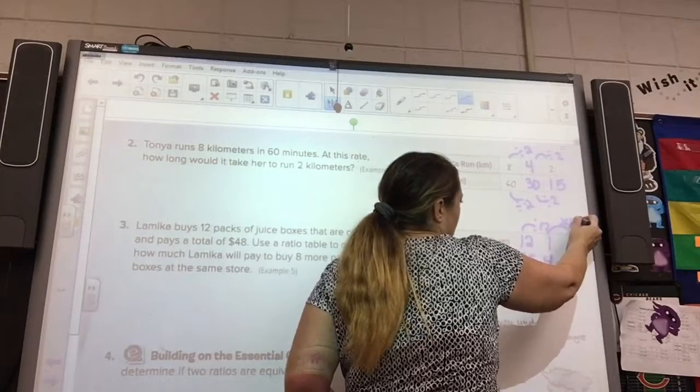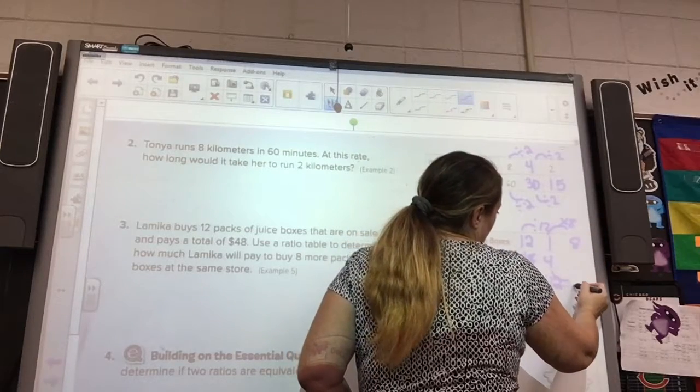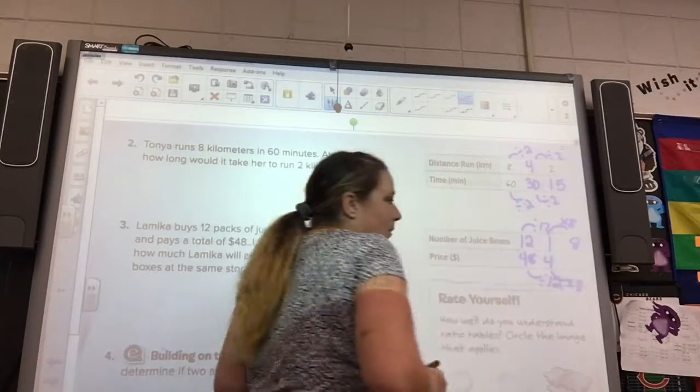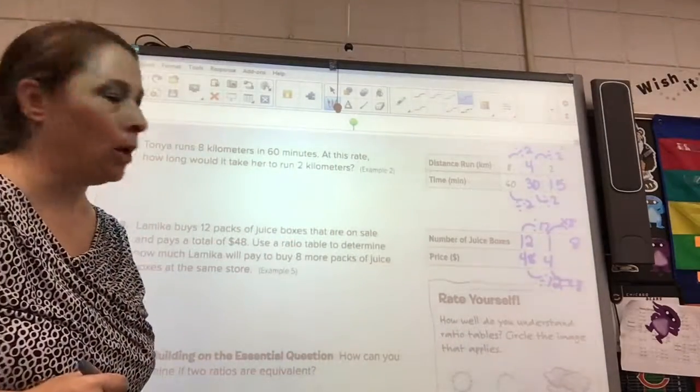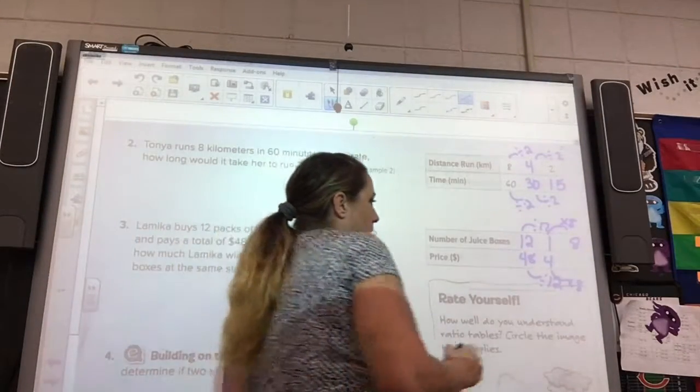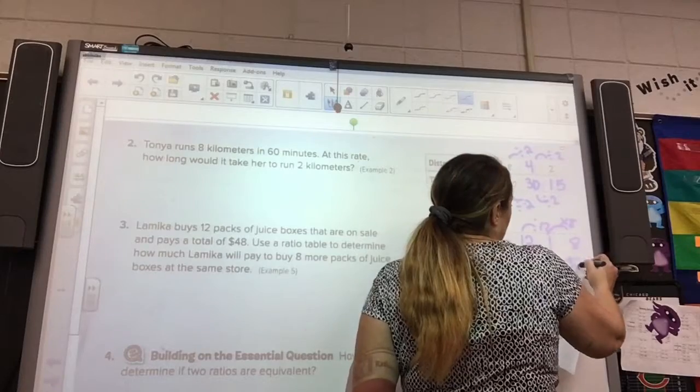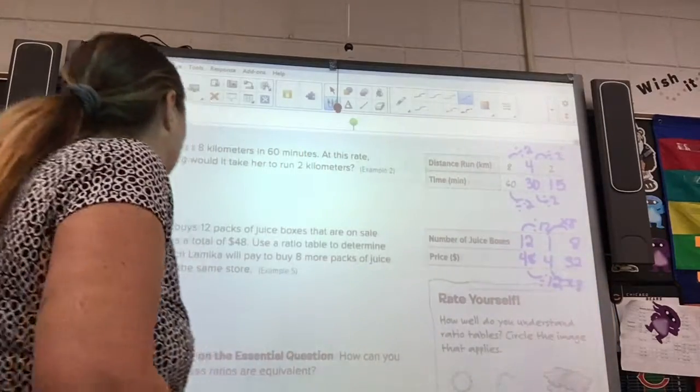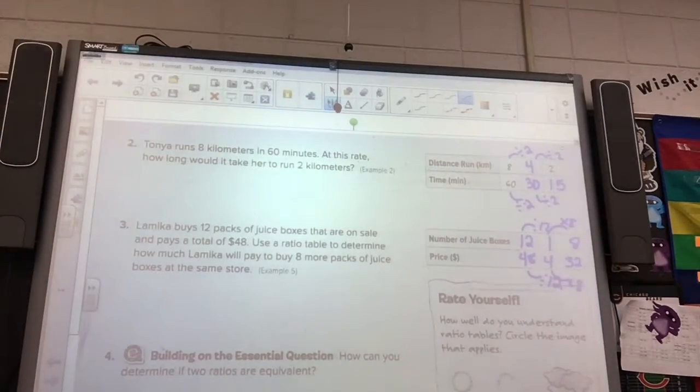1 times 8. What you do on the top, you have to do on the bottom. So 4 times 8 is what? 32. So if we want to look at how much she will pay to buy 8 more packs of juice at the same store, she would pay $32 to buy 8 more packs.